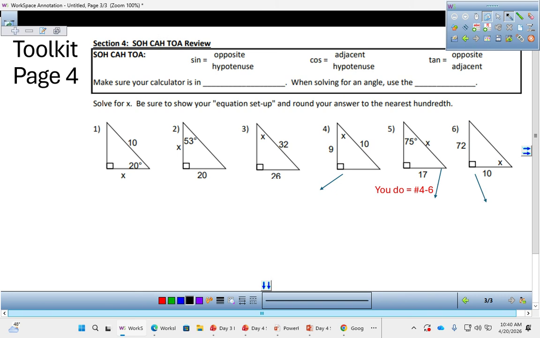I'm just going to add the line for the division that the toolkit doesn't have. All right, the K stands for cosine, which is adjacent over hypotenuse, and the TOA, which is the T, stands for tangent, which is opposite over adjacent.